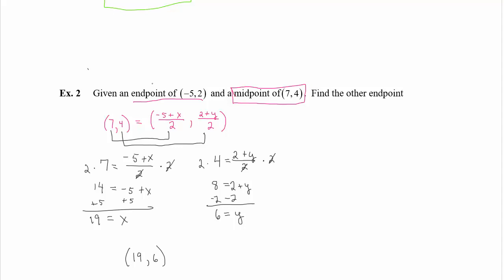So if one endpoint is -5, 2, and our midpoint between that endpoint and another endpoint is 7, 4, the other endpoint has to be 19, 6. Now, there are 3 other questions on the other side. Why don't you give those a shot, and then let's see how they go.